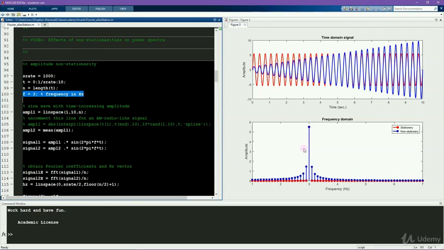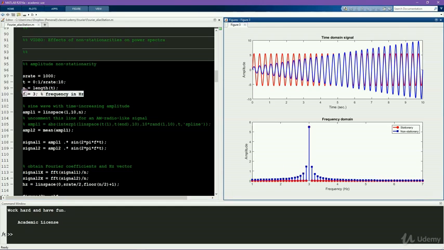Now this may seem strange at first because you see non-zero energy at frequencies that were not explicitly simulated in the data, and yet here they are. The reason why these are here is that the Fourier transform needs additional energy at other frequencies in order to capture these non-stationarities.